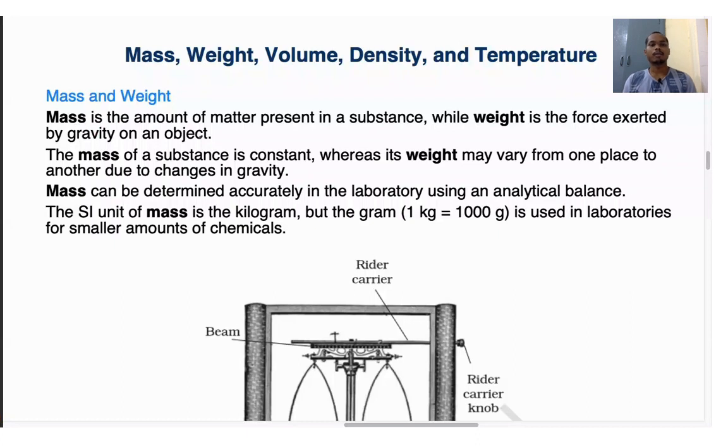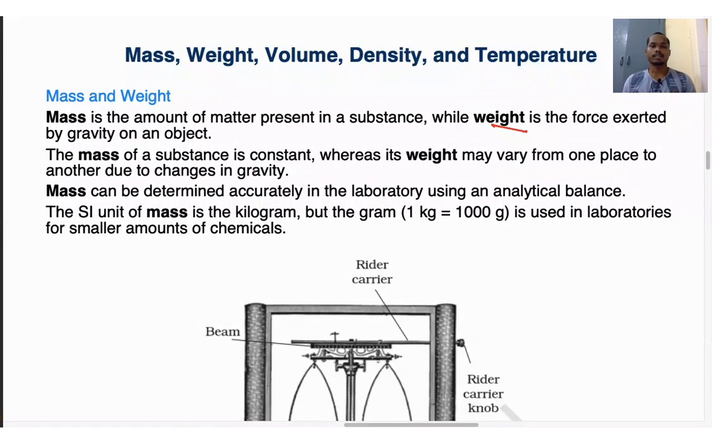So the mass is the amount of matter present in a substance, while weight is the force exerted by gravity on an object. In simple words, mass is the amount of matter present in a substance, but when you talk about weight, we generally refer to the force exerted by gravity on that object. This is the basic difference between mass and weight.